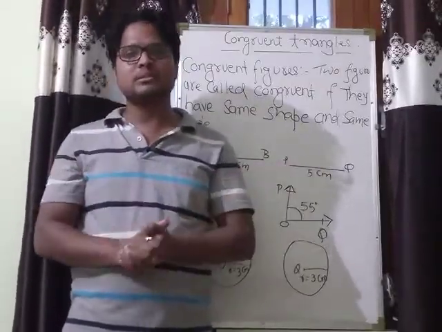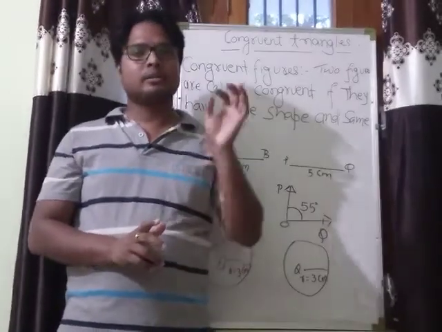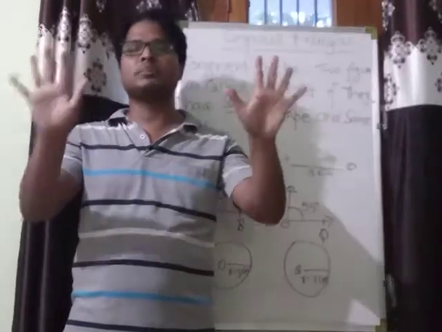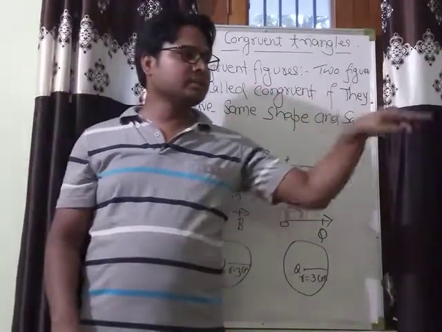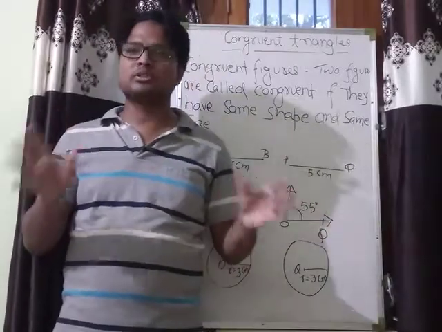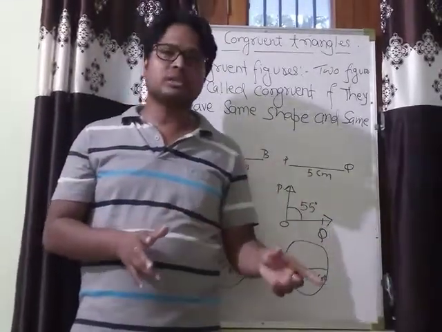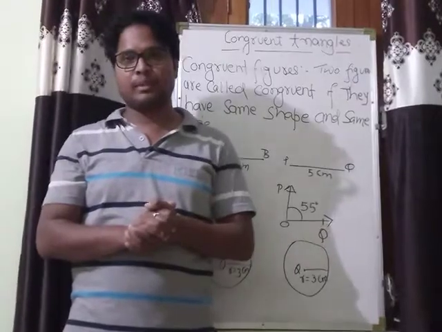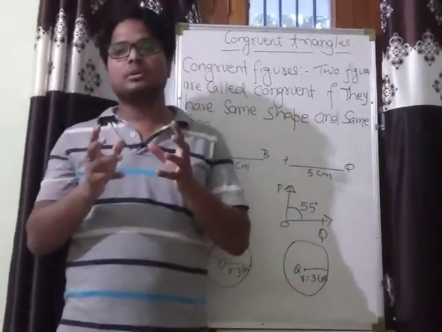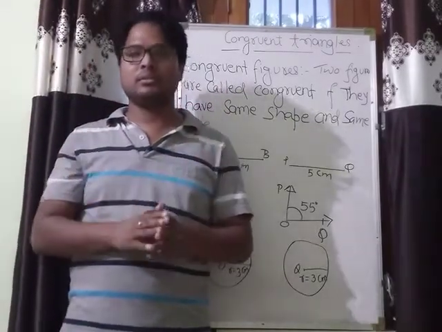What are those conditions? First one, they must have the same shape. One is a hand, another must also be a hand. One is a line segment, another must be a line segment. One is a triangle, another must be a triangle. One is a circle, another must be a circle. And the second condition, they must have the same size.